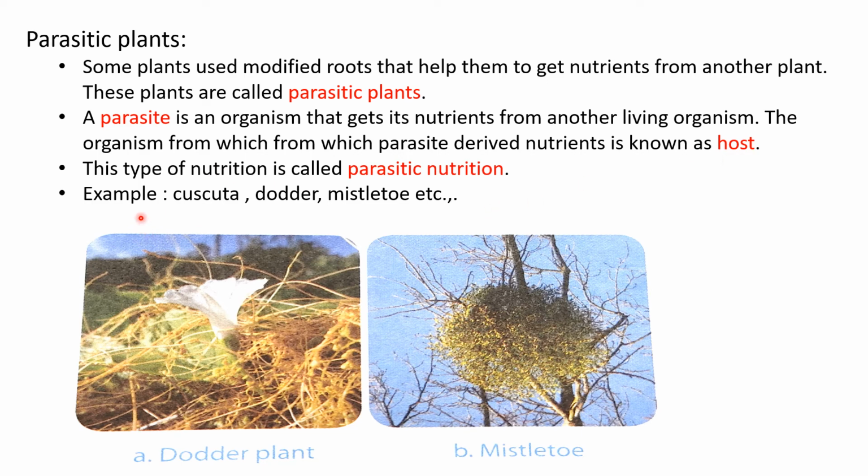For example, cuscuta, dodder, and mistletoe. These are the pictures. This is the dodder plant. Here you can see the root-like structure. These are the dodder plants. So these are the parasites, and this is also mistletoe.